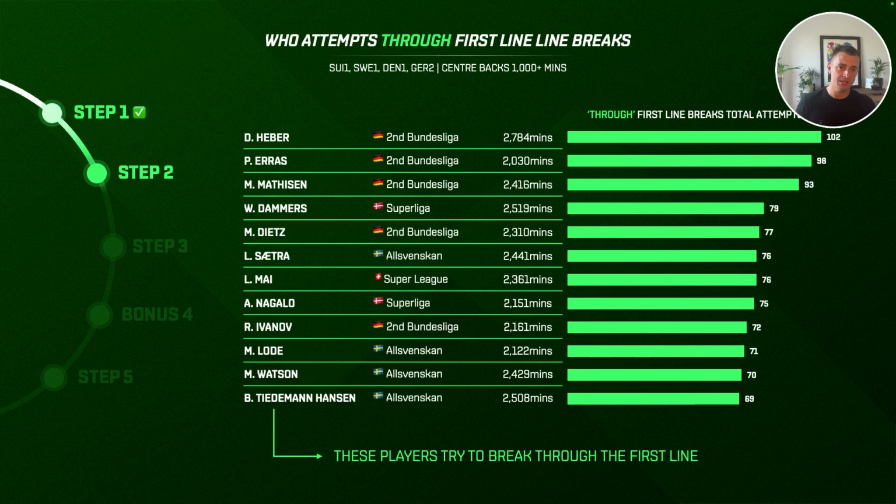If we then go to our second step, we're adding an extra layer of detail on. And now it's who attempts through first line breaks. So this is not a centre-back who's playing wide to a full-back or a wing-back and breaking the line that way. These are real passes through the opposition into a midfield player, which is what we're looking for in this scenario. Again, we can see the total number and the total minutes played by these particular players.